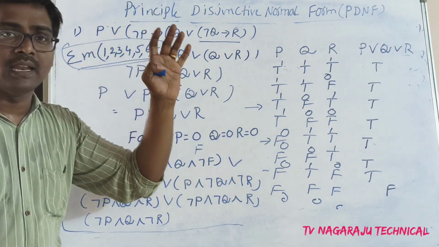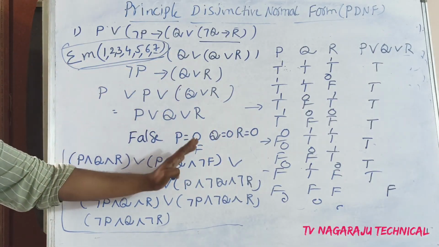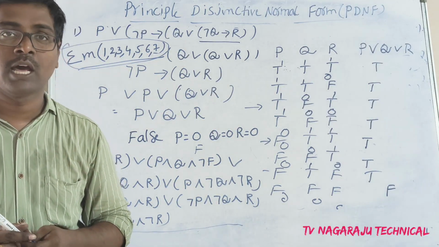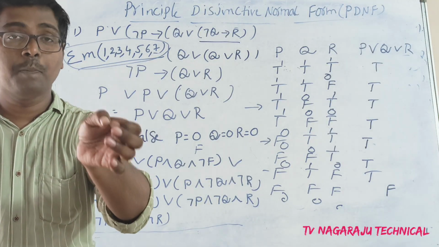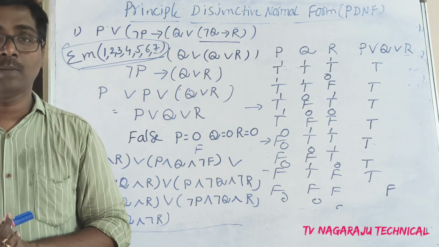Like this you can take any number of examples and construct the principal disjunctive normal form. In the next session we will move to the construction of principal conjunctive normal forms. Thank you.